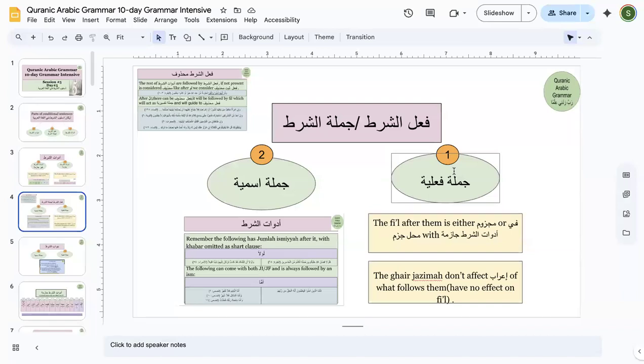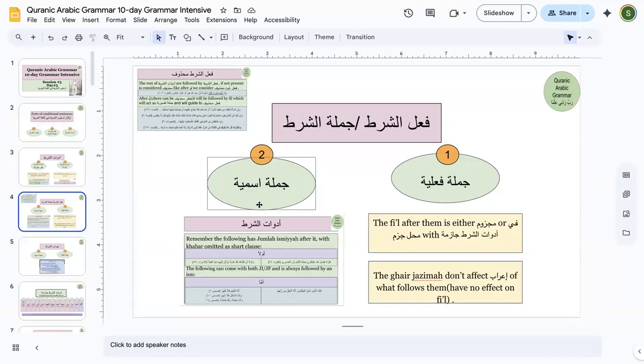Okay. What do you expect to see after adwatu shart? You expect to see jumla failure. And the fail after them is going to be mudari majzoom with adwatu shart jazima. With ghair jazima, it is going to remain unchanged as we have previously discussed. Now, so you want to call it more than 95% jumla failure.